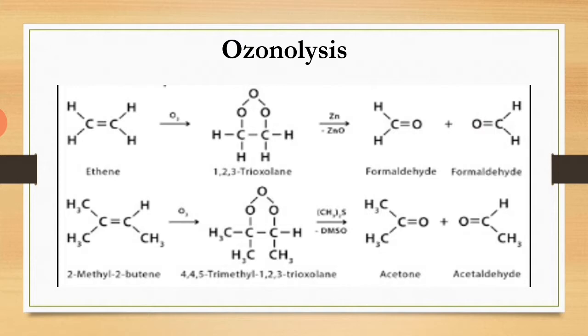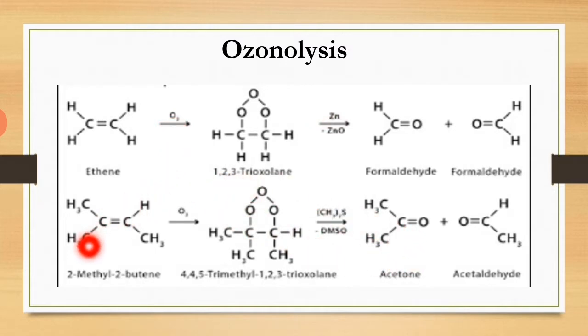For example, ethene reacts with ozone, that is O3, to give the ozonide, and in the presence of zinc and water it gives aldehydes only. That is formaldehyde, and this one also formaldehyde. So it is clear that if the carbon forming the double bond carries hydrogen atoms attached to it, it gives only aldehydes, and otherwise it gives ketones.